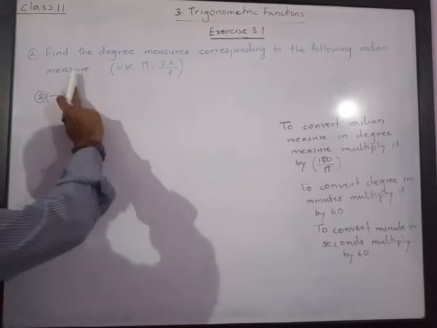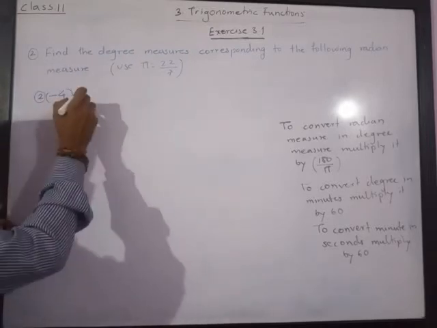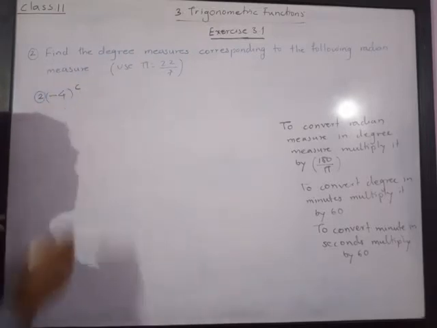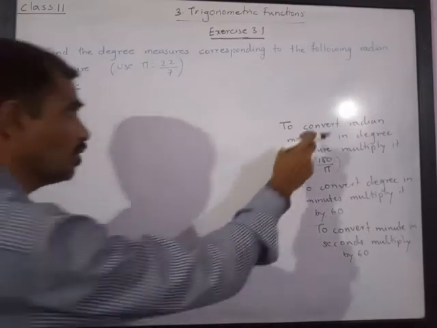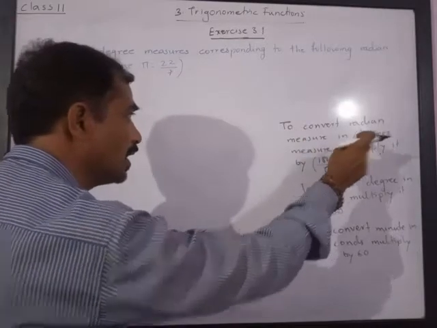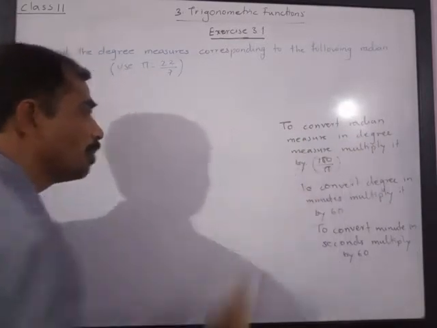Find the degree measure. This is -4 radians. So we have to convert these radians into degrees. To convert radian measure into degree measure, we know the rule: multiply it by 180 upon pi.